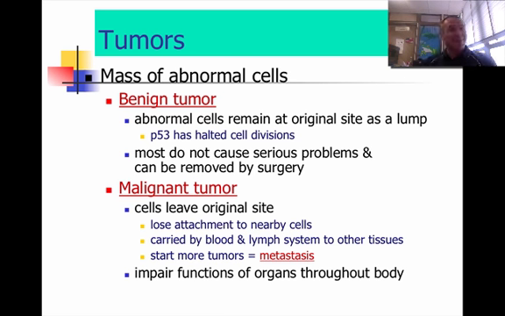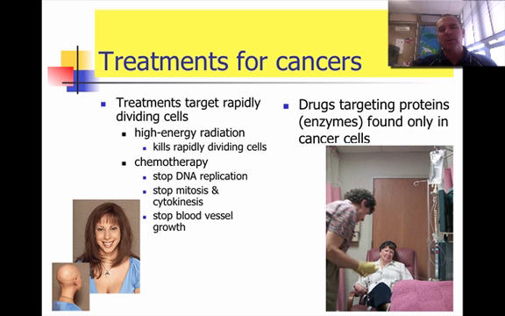It may start in my knee and spread throughout my entire body via the bloodstream. So these malignant ones are not good. Malignants spread throughout the entire body, and they can attack all your organs and make the organs not work. Now, we do have a couple of treatments for cancers.